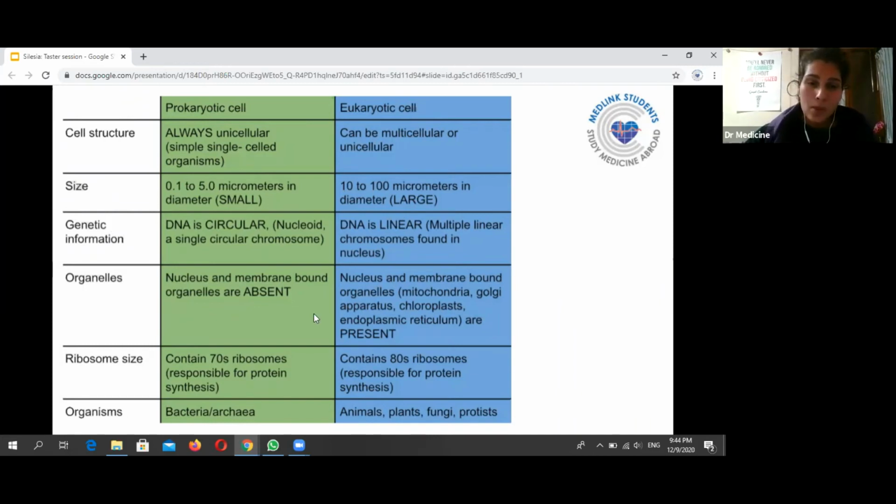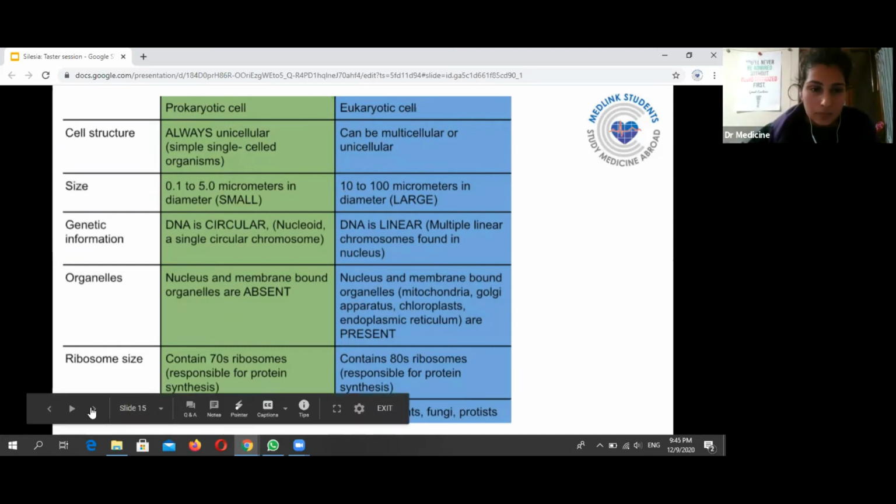We have gone into much more detail about the organelles, and I do recommend you go into detail about the structure and the function of each organelle. Remember, how is the structure adapted to its function? Very, very, very important to remember.